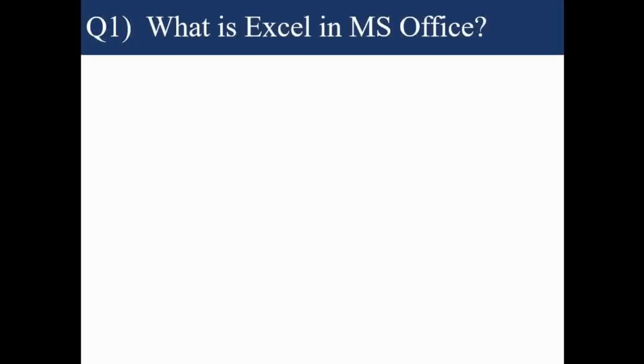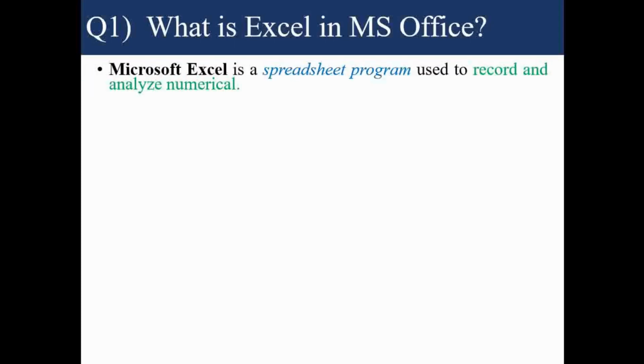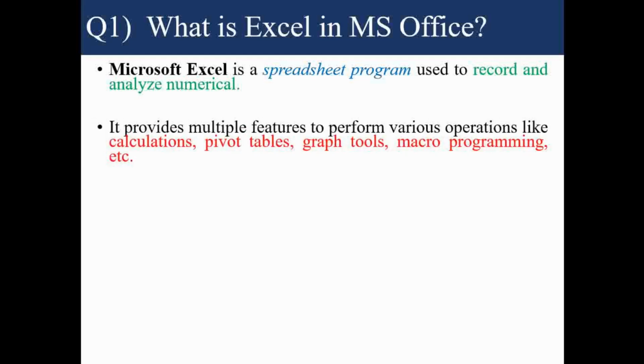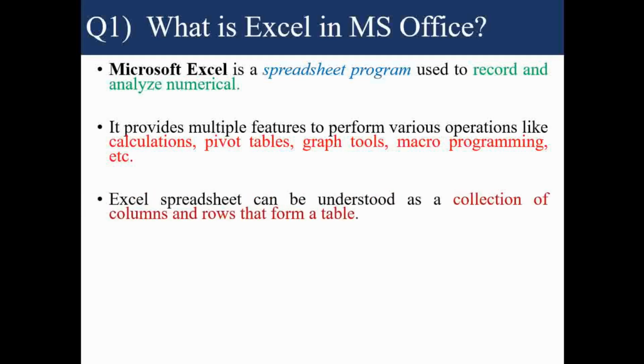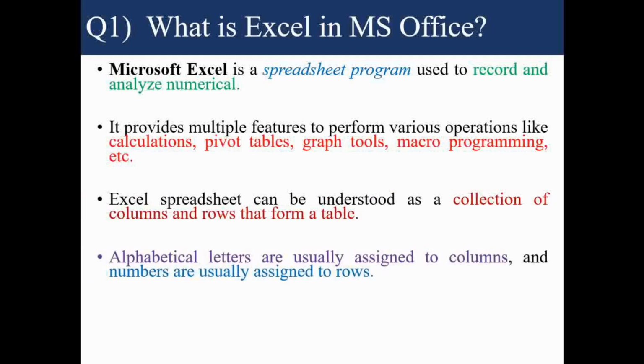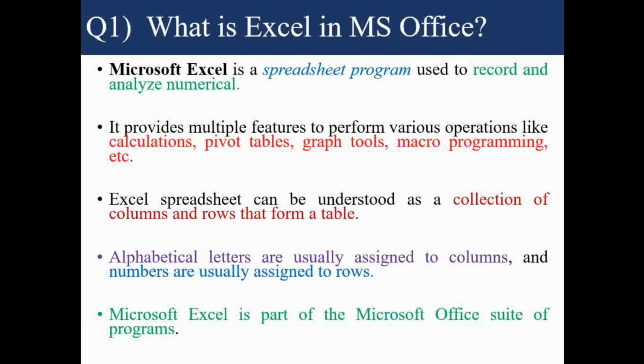The first question: what is Excel in MS Office? There are different ways to explain the meaning of Excel, or definitions, we can say. One of the ways is that it is a spreadsheet program used to record and analyze numericals. It provides multiple features to perform various operations like calculation, pivot table, graph tools, macro programming. An Excel spreadsheet can be understood as a collection of columns and rows that form a table. Alphabetical letters are usually assigned to columns and numbers are usually assigned to rows. Microsoft Excel is a part of the Microsoft Office suite of programs.